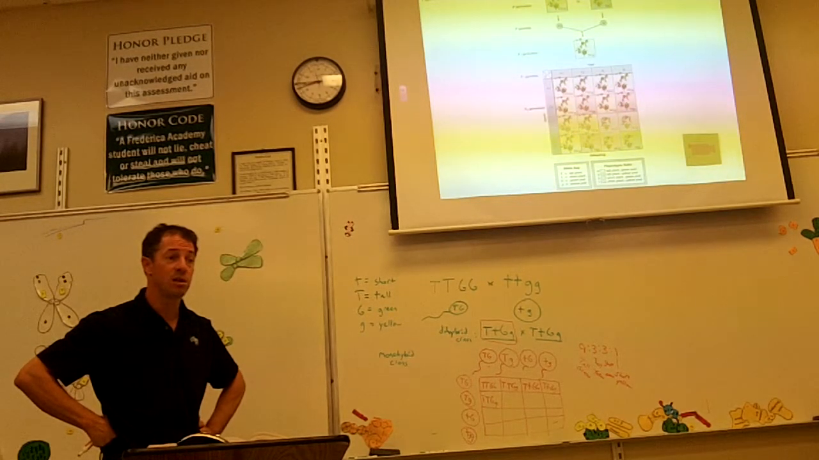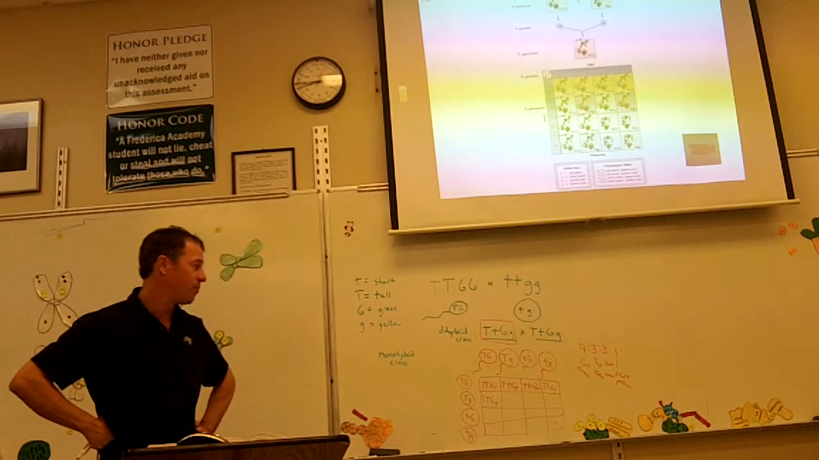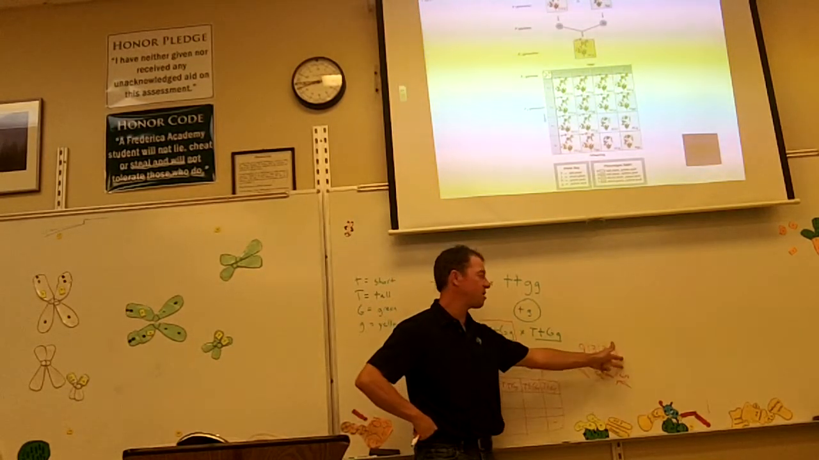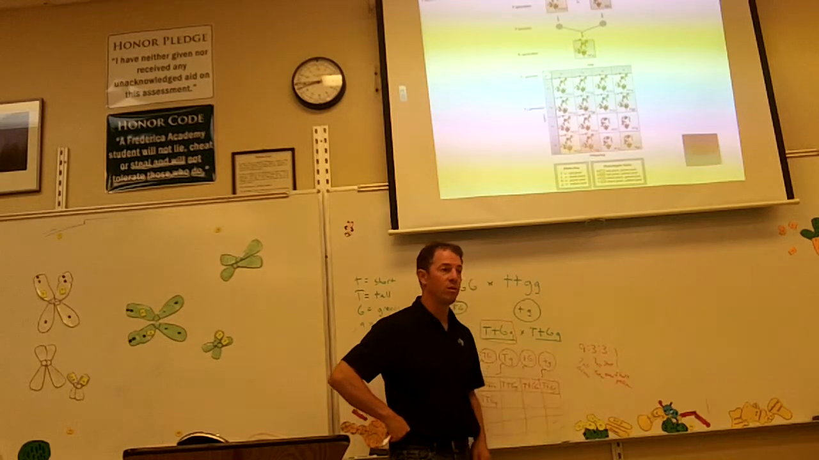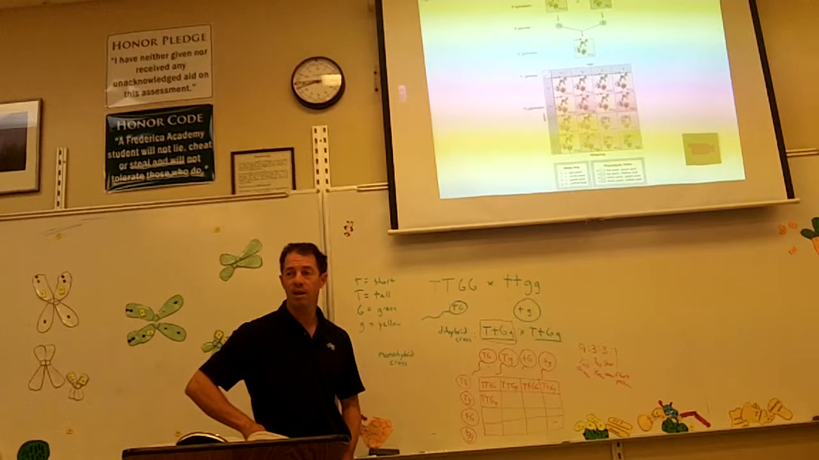Does this make sense? So the 1 in the 9:3:3:1 ratio will always be the two recessives. So you get more of the dominants and less of the recessives. Are y'all with me?